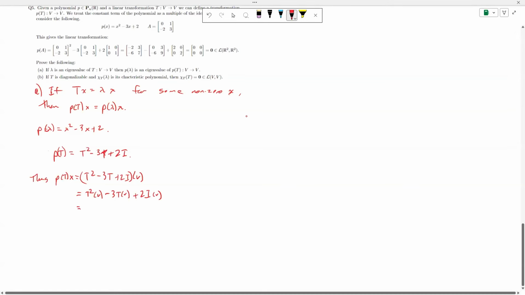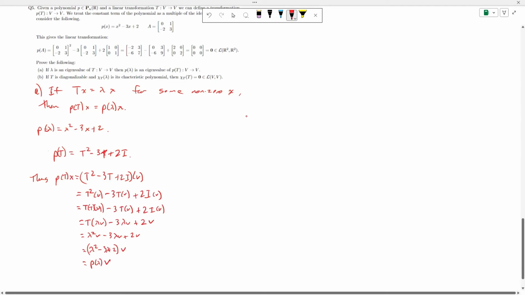which equals T of T of v minus 3T of v plus 2I of v, which equals T of lambda v minus 3 lambda v plus 2v, which equals lambda squared v minus 3 lambda v plus 2v, which equals lambda squared minus 3 lambda plus 2 of v, which equals p of lambda times v.